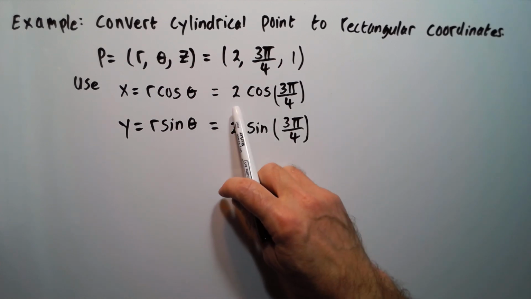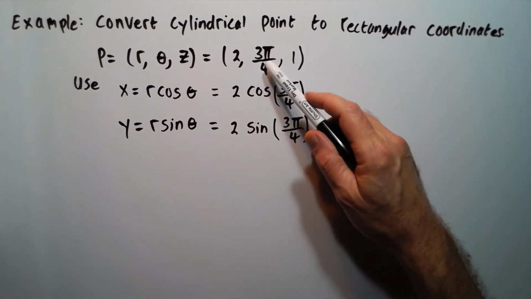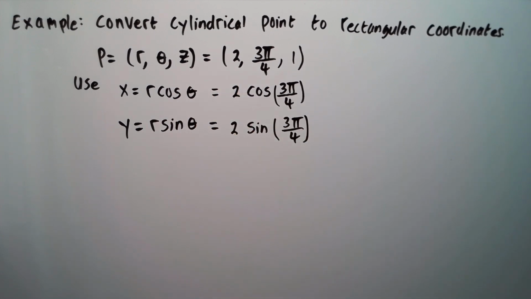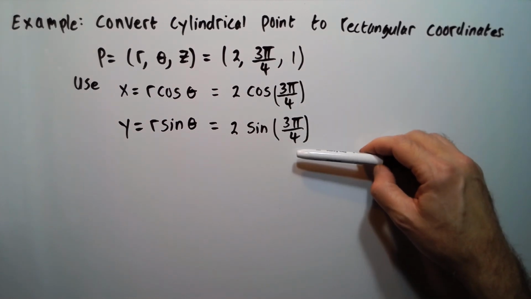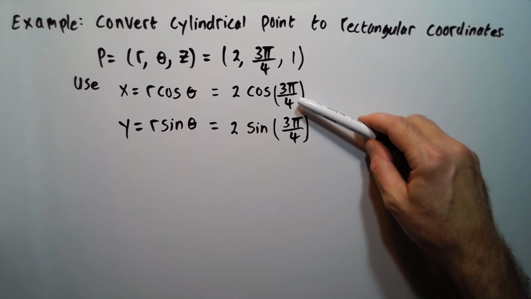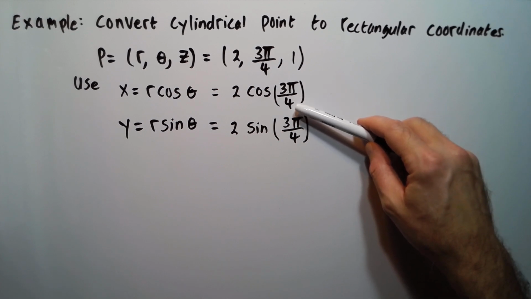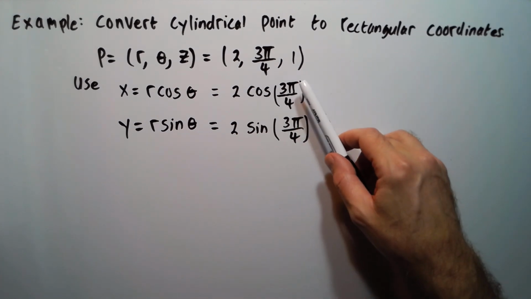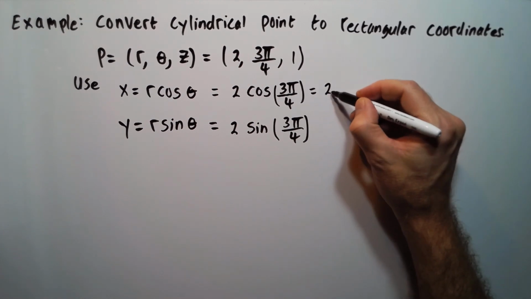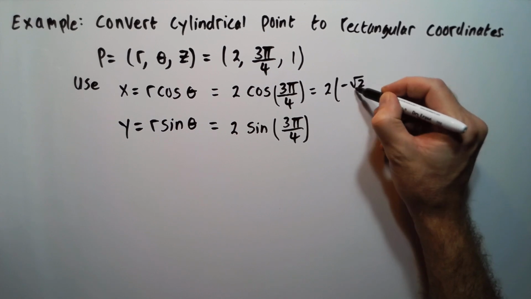Plugging in, the first one will be 2 cosine 3 pi over 4, because 3 pi over 4 is the angle and 2 is the r. And here I'll have 2 sine 3 pi over 4. You could use your calculator on these, just make sure you're in radian mode, but this should be an angle that you know. 3 pi over 4 is in the second quadrant, and the reference angle would be pi over 4. In the second quadrant, the cosine is negative, so it'll be negative cosine of pi over 4, which is square root 2 over 2. So it's 2 times negative square root of 2 over 2.